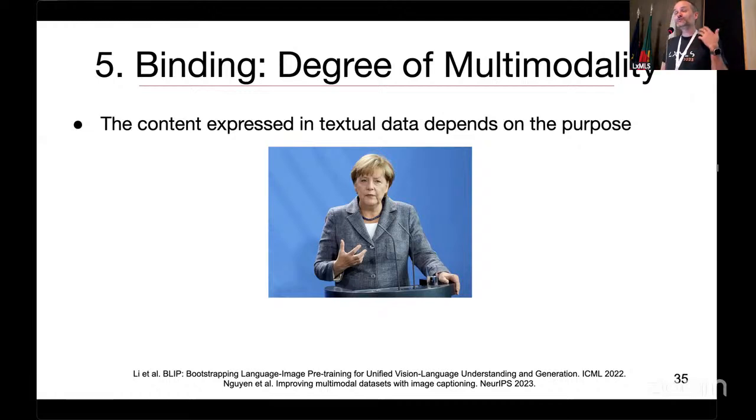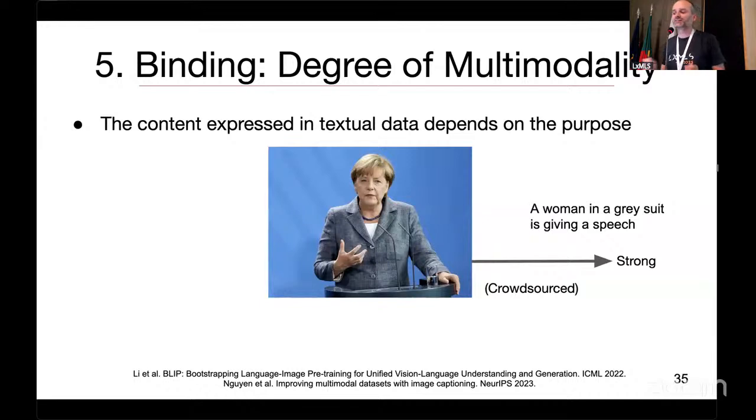And if you ask people on Mechanical Turk to write a sentence about this, they will say something like, "A woman in a grey suit is giving a speech." And it's not wrong. It's a good description of the image. And that's what I would call strongly bound multimodal data, where you can identify exactly where the woman is, you can localize the suit that she's wearing, and you can highlight maybe the lectern at the front with the microphones to signify that she's giving a speech.